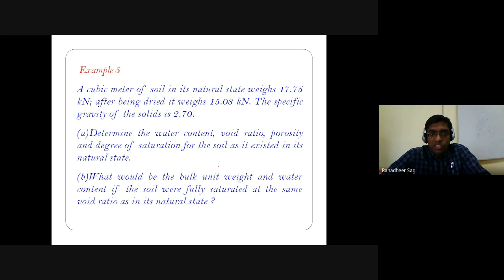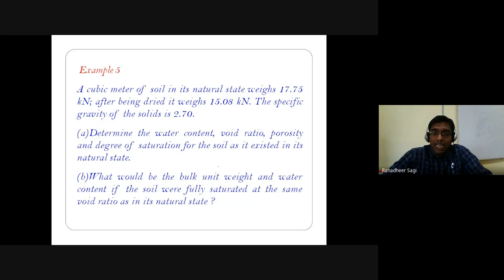The specific gravity of the soil solids is given, which is 2.7. We are asked to calculate the water content present in the soil, void ratio, porosity, and degree of saturation for the soil at its existing natural state. This is one set of the problem we are required to solve.